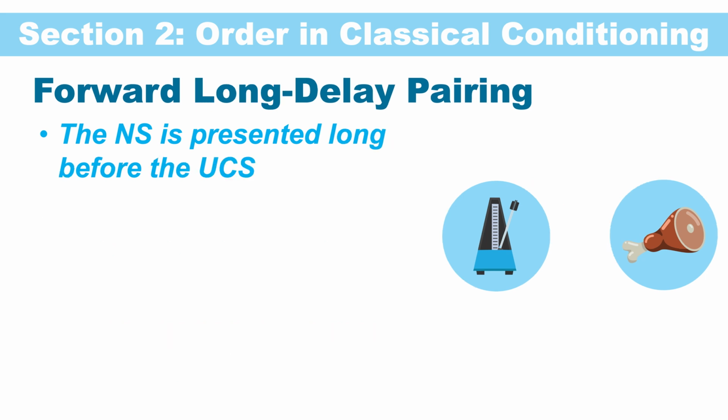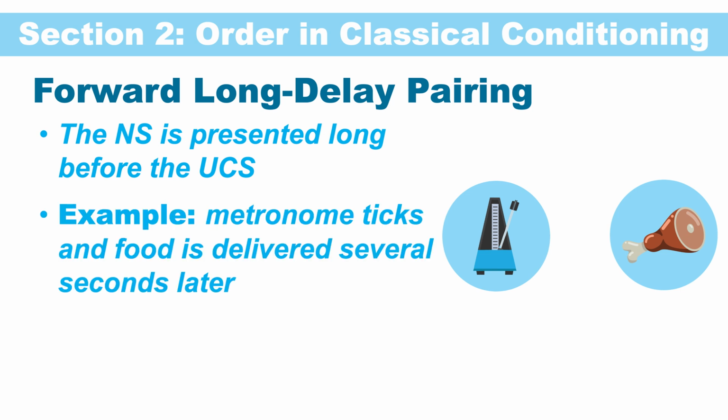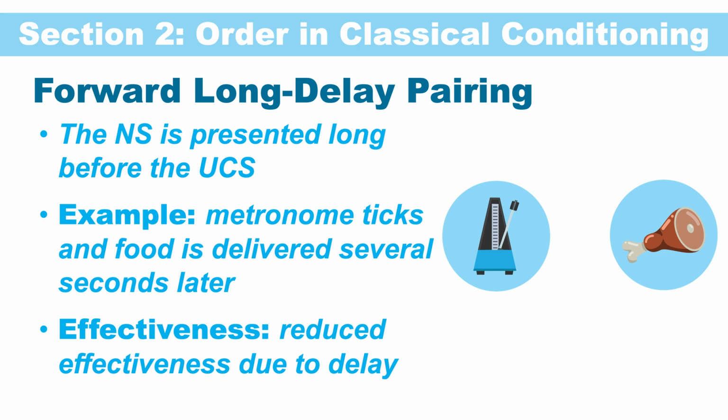Next, we have forward long delay pairing. This would be if the NS was presented long before the UCS. In this example, the metronome would tick, but then the food wouldn't be delivered until several seconds or minutes later. This method is less effective because the delay makes it harder for an organism to connect the two stimuli together.